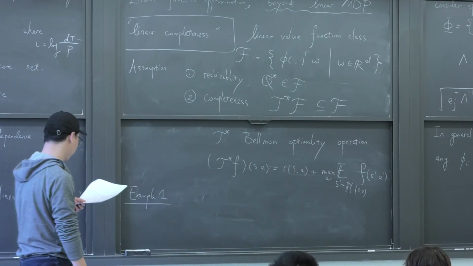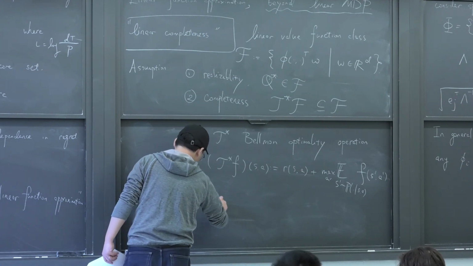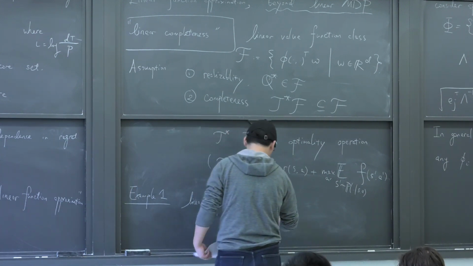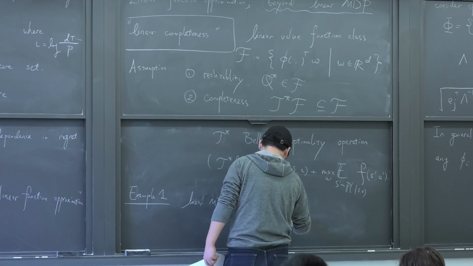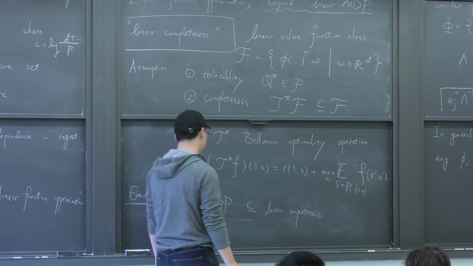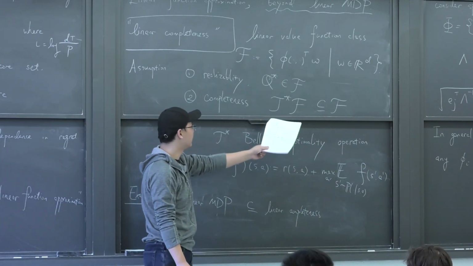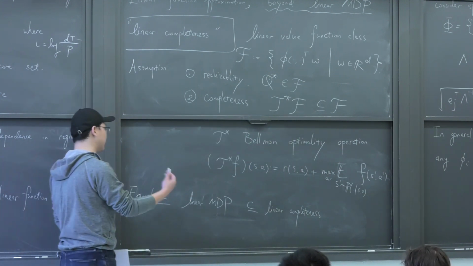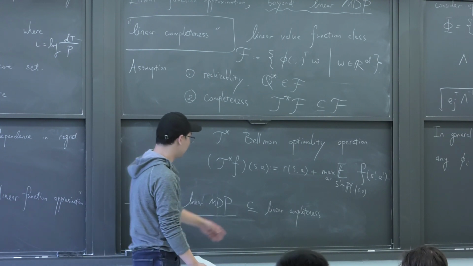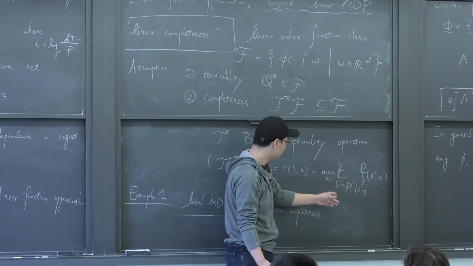We'll first check, very simply, that linear MDP is a subset of this linear completeness. The most important thing is we will make sure that after applying the Bellman operator, a linear function will be mapped to a linear function. This is relatively straightforward in the linear MDP because in the linear MDP, both the reward is linear and also the transition is linear. So this part is guaranteed.